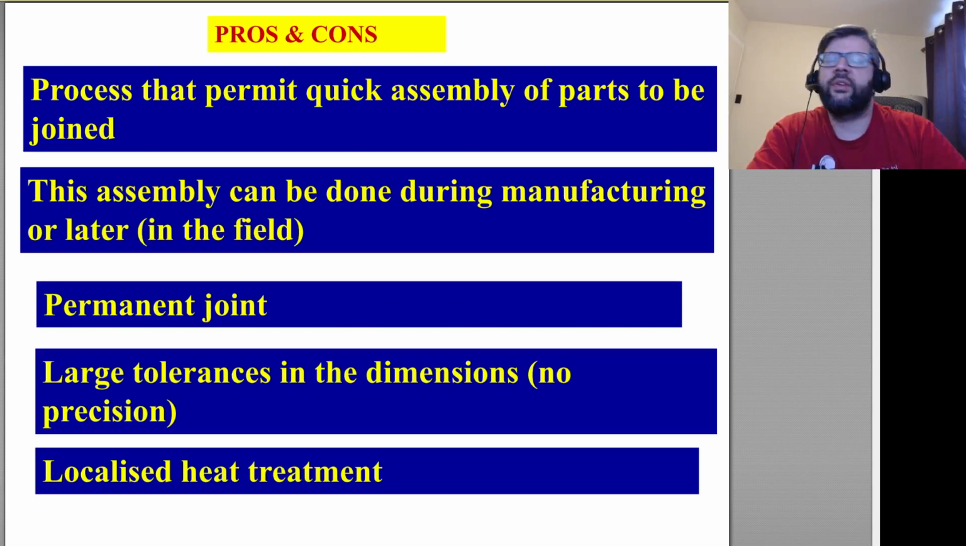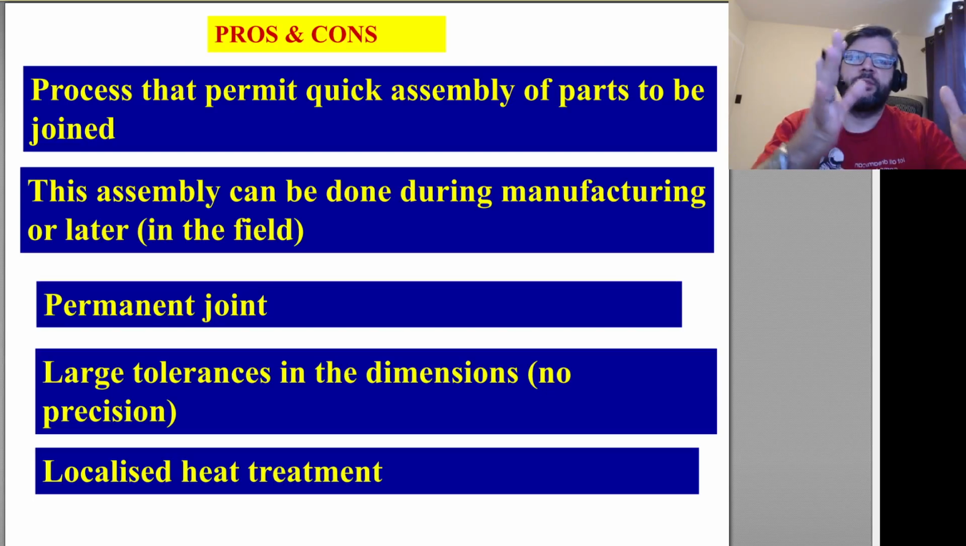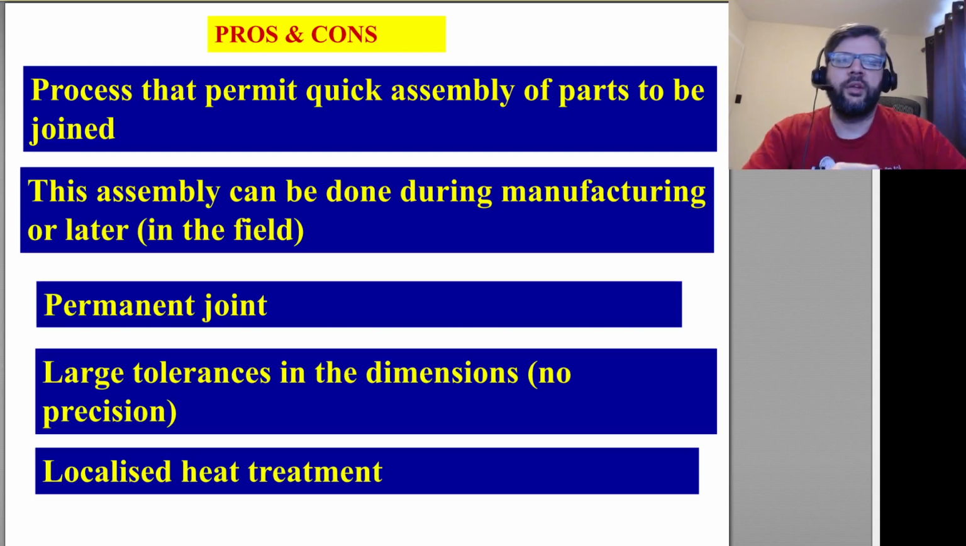It is a permanent joint, often a con. Typically speaking, you're going to have relatively large tolerance in the dimensions. It's not very precise, and that's just due to the fact that essentially you're using molten metal in order to fuse stuff together, and as a result, you get thermal effects going on. So the molten metal shrinks down and then solidifies, shrinks down, and then can warp your part.